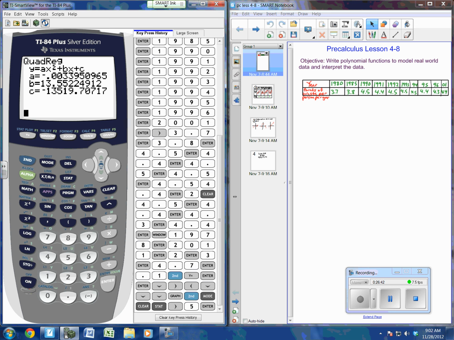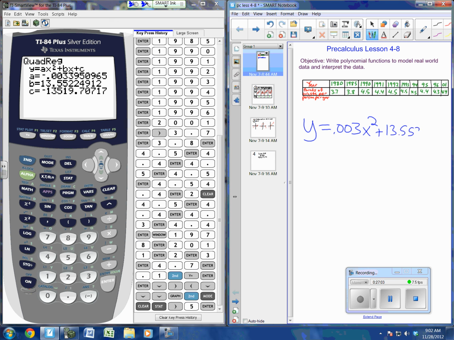So we're going to round this to the nearest thousandth and do this. So I'm going to write it down. Y equals 0.003 x squared plus 13.552x minus 13,519.707 if we go to the nearest thousandth.